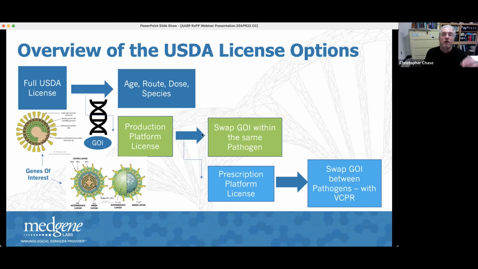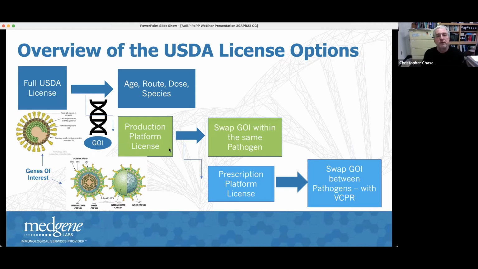But because we already have approved the platform with the full licensure, we can just basically insert them, because the licensing process has already been done. Now we can take that one step further with this prescription platform, where we have a valid veterinary client-patient relationship, and we can use that same technology and swap out our gene of interest. But in this case, we can actually have different pathogens as well. Okay, so it allows us more utility in terms of what we can actually do.